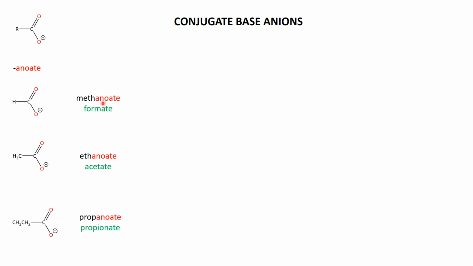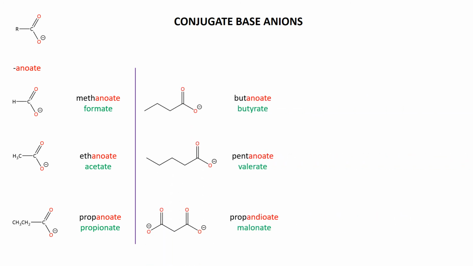So thus, methanoic acid loses a proton, it makes methanoate, otherwise known as formate, which I'm sure you've heard of. Ethanoic acid makes ethanoate, otherwise known as acetate, which I know you've heard of. Propanoic acid loses the H+ to make propanoate or propionate. Continuing on, just removing protons from all of my sample acids. So butanoate, pentanoate, propandioate, which is much better known as malonate. That is the dianion that comes from both of the acid groups of malonic acid losing their protons.